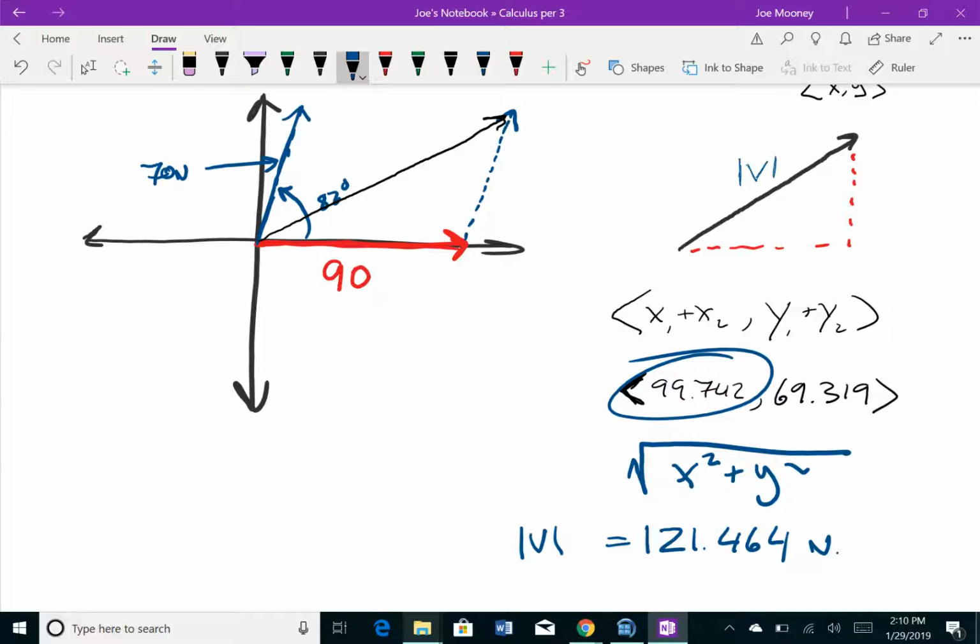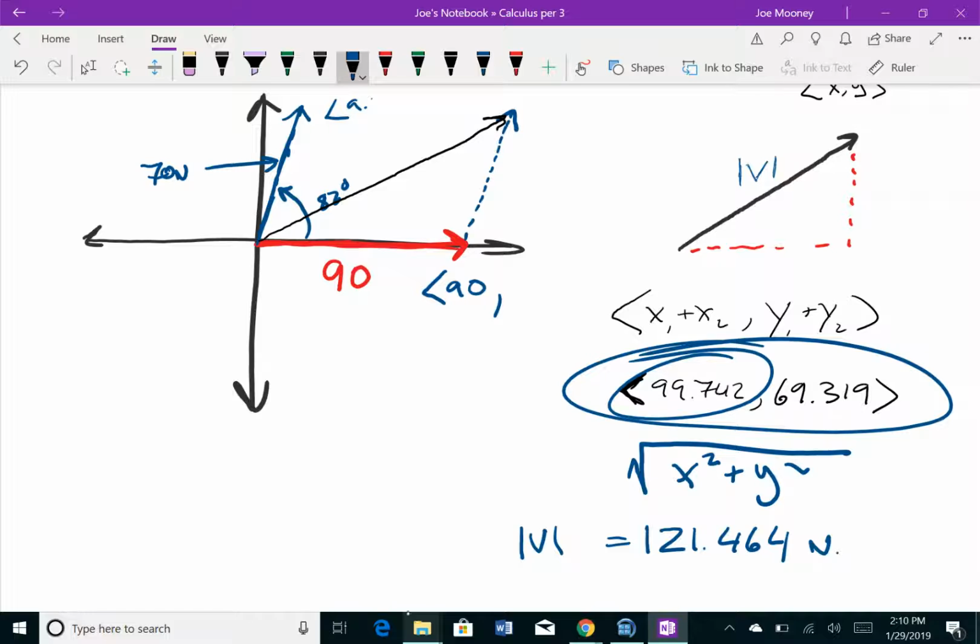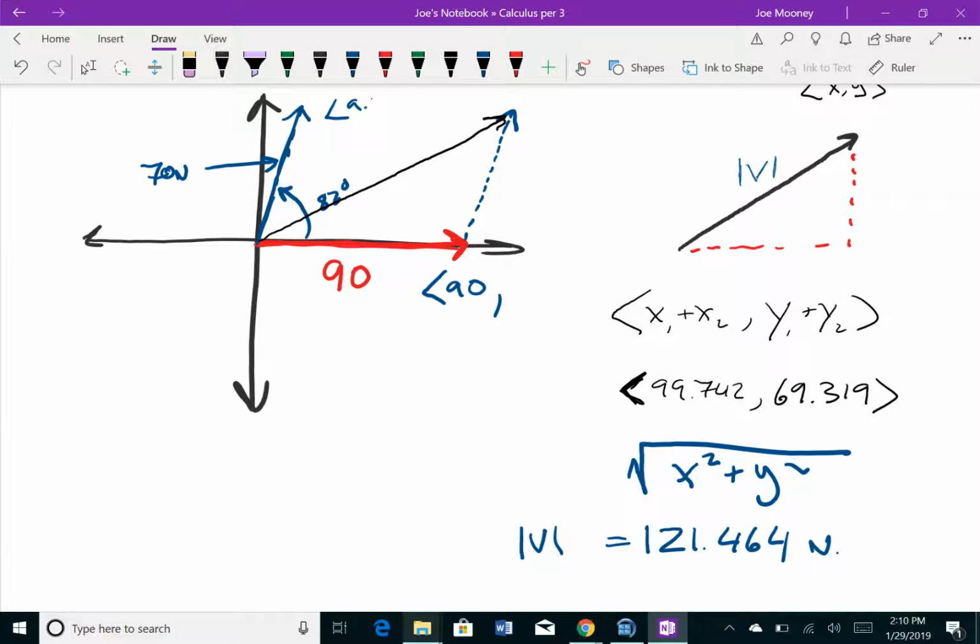I added the two vectors together. I added this x coordinate, which is 90, to this x coordinate, which was 9.742. So you always add the x's together and always add the y's together. And then that will give you the component form of the resultant. Then the magnitude of the resultant is found by taking the square root of the sum of the squares. Okay.